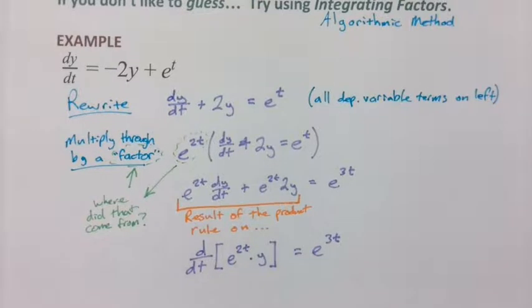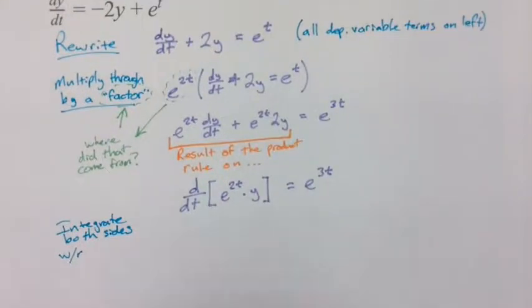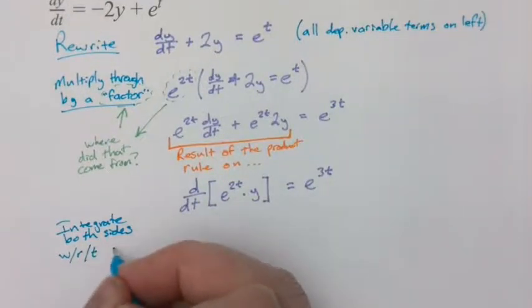Now let's proceed and pretend like we already knew this was going to happen and try to solve the problem from here. What we're going to do at this step is integrate both sides. We're going to integrate both sides with respect to t.